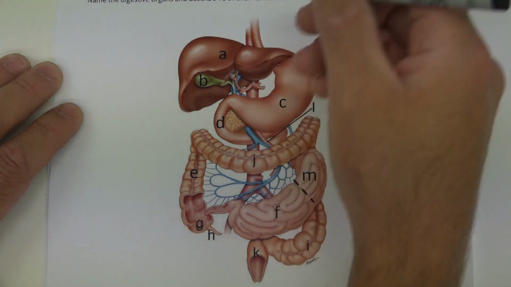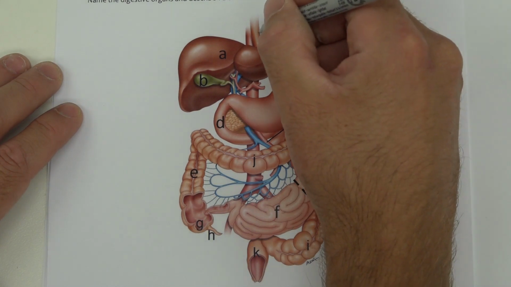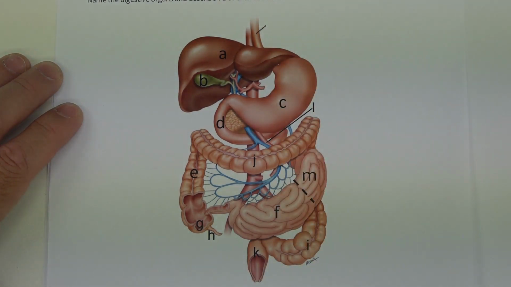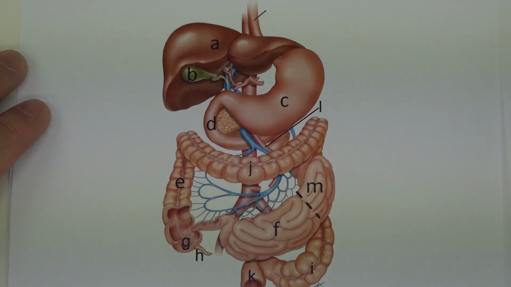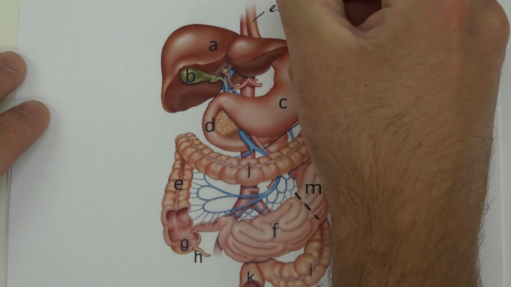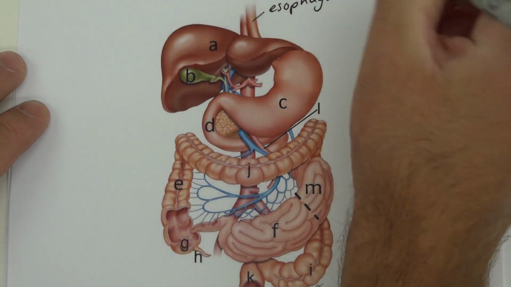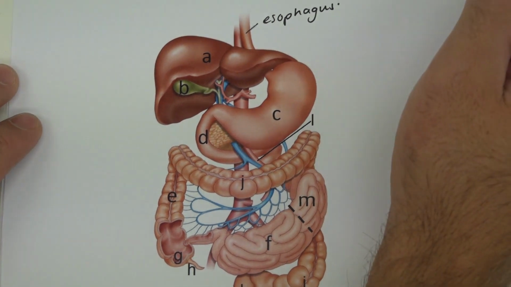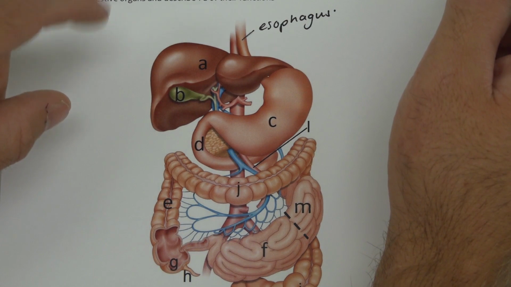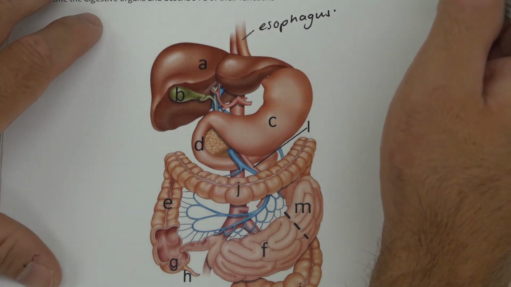So let's start right at the top, start with some labeling. Here, this structure coming down and bringing food towards the digestive system is your esophagus. So right at the top there, we can see the esophagus, which is going to be passing from your neck right down into your abdominal cavity, passing through the superior thoracic aperture and the inferior thoracic aperture.